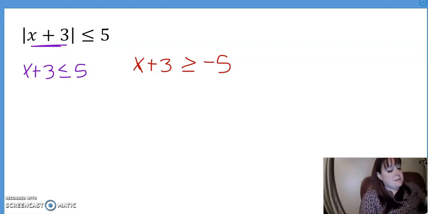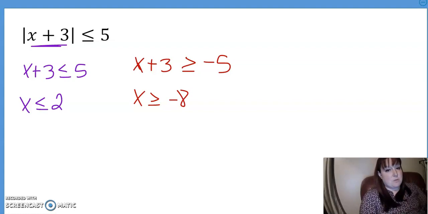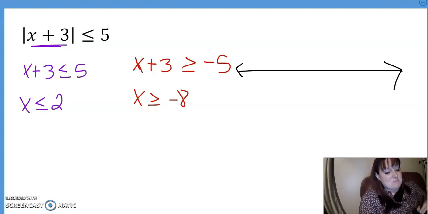So we subtract 3, I almost said add 3. We subtract 3 from both sides, we get x is less than or equal to 2, and x is greater than or equal to negative 8. So these are our two options. Either one of those would make them true. And again, it's a range of values, so it's not just 2 and negative 8 that make it true. It's any number smaller than 2 and any number bigger than negative 8. So any number, even a decimal in the middle of those two would still work.